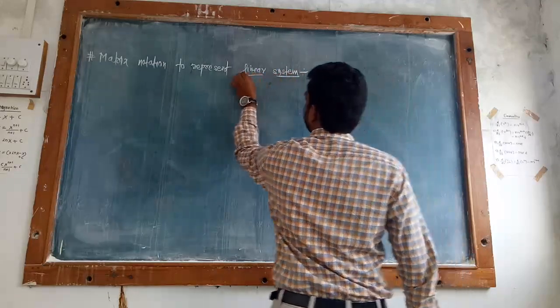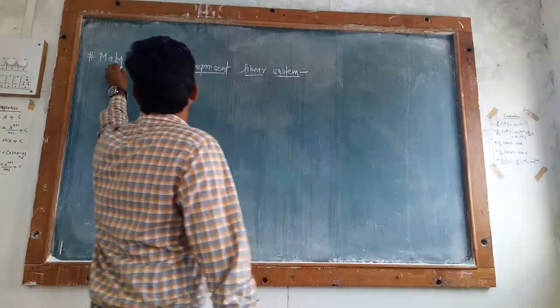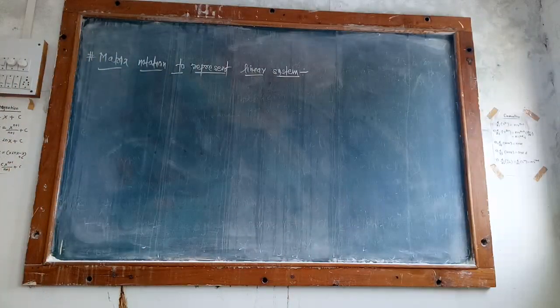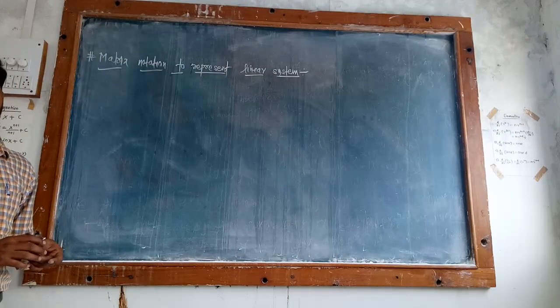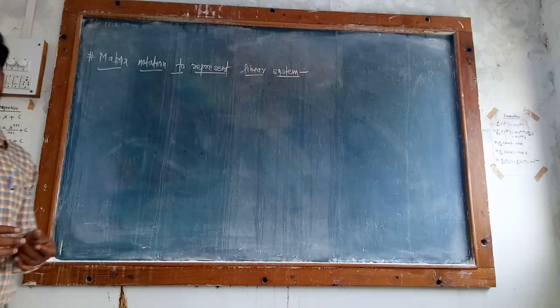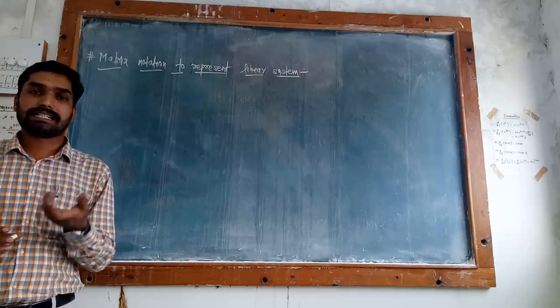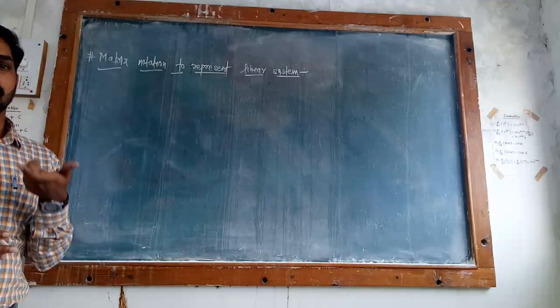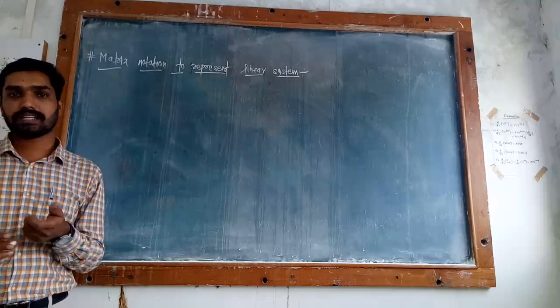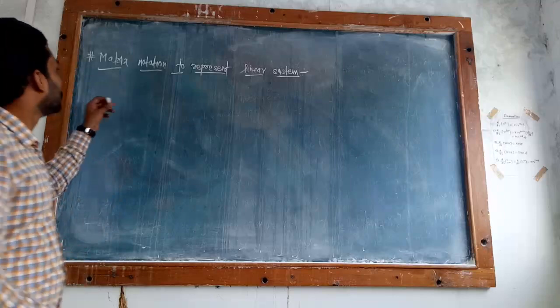What is your new point? That is matrix notation to represent a linear system. That means if we are given a system of linear equations, we have to represent that system in matrix form. Okay, so let us start this way.